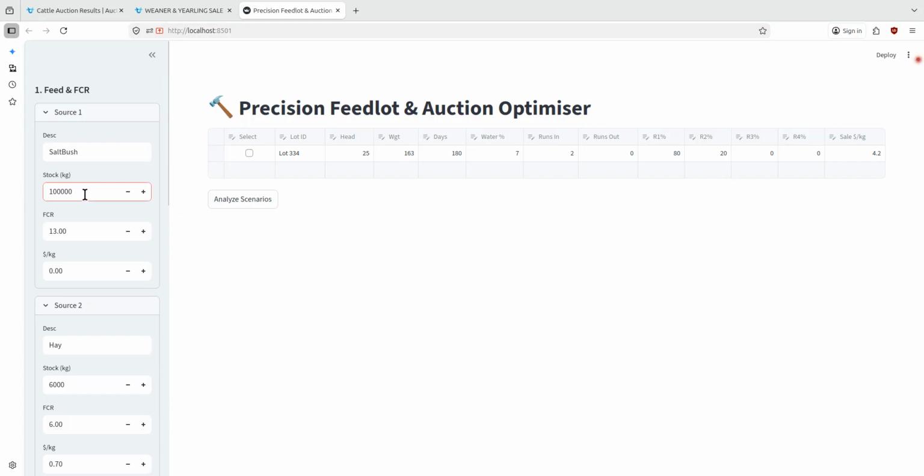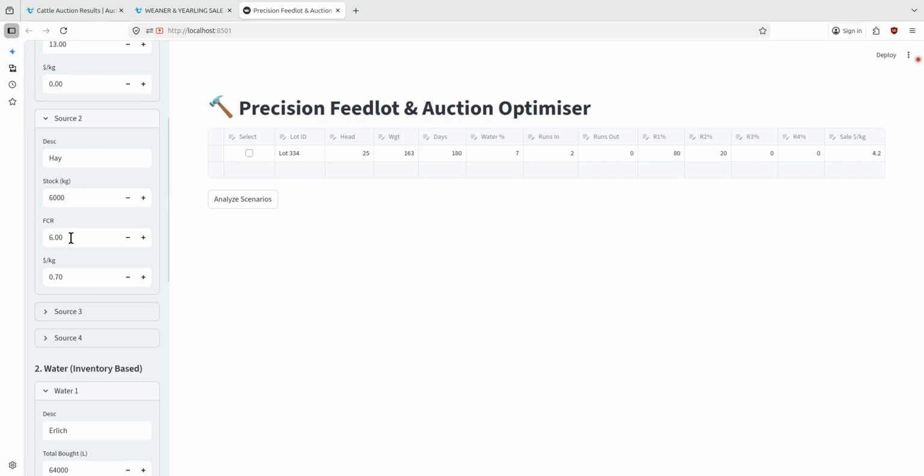We've got amounts of saltbush on the ground, which is over 100,000, but we'll put in 100,000 because it's easy. The feed conversion ratio is how many kilos of feed the animal eats to put on 1 kilogram of meat. Obviously, scrub is not as productive as, say, hay, which is down here, and that's a conversion ratio of 6, so that's a higher production value, and it's got a dollar per kilo rate that it costs to buy and how much I would have in stock in inventory.